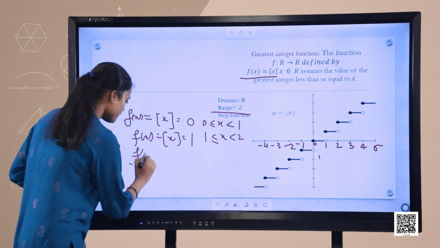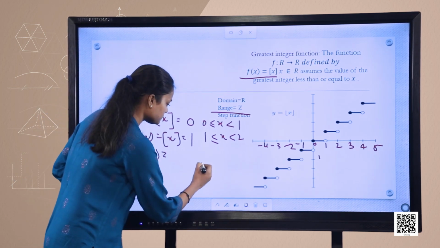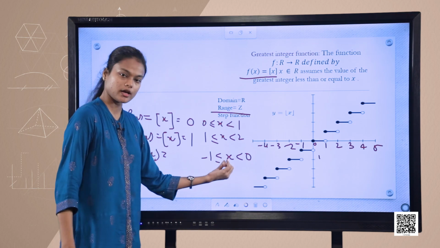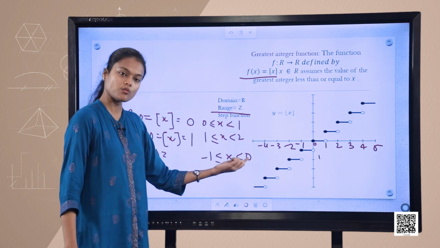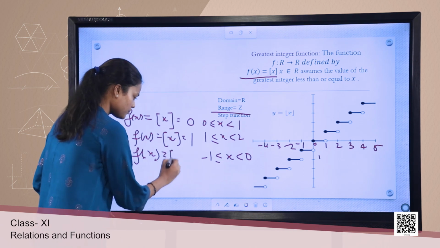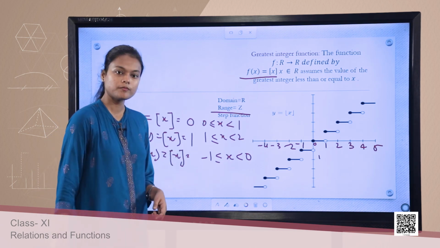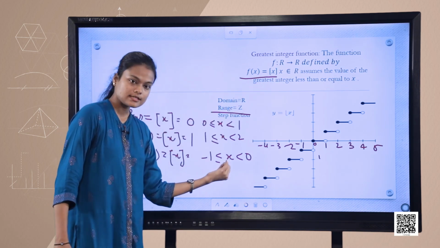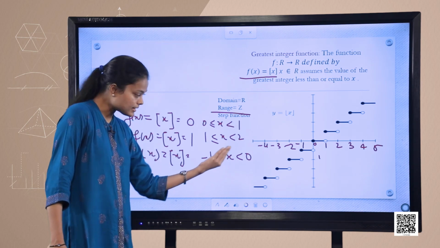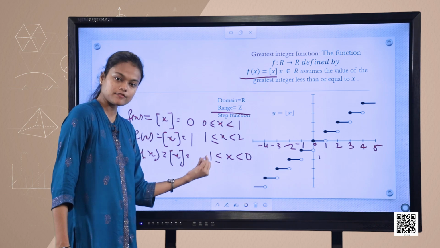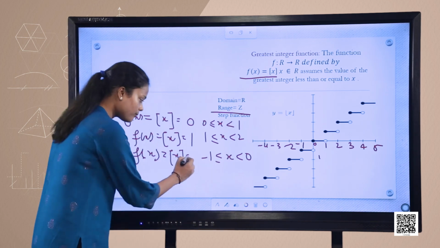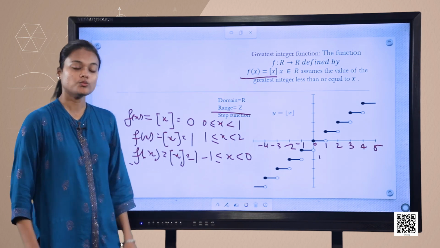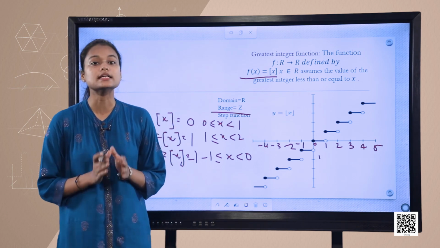Let us take one more interval, say this one. Whenever my x is coming from the interval -1 to 0, what will be the value of the function? The value of the function will be the greatest integer less than or equal to x. The integer which is attained before x is -1. It cannot take 0 as a value. So, -1 will be the value of this function. So, what will be the range? Range is the set of all integers.